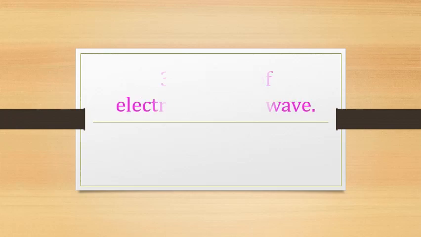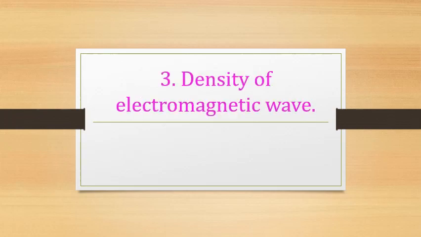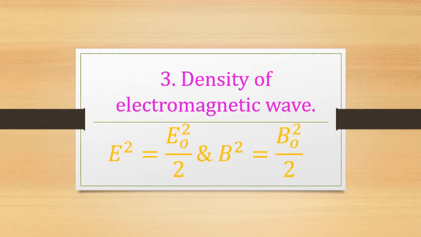Third one, energy density of electromagnetic wave. Density of electromagnetic wave is given as rho equals epsilon naught E square, or that is equal to B square by mu naught. Here E square is E naught square by 2 and B square is B naught square by 2.